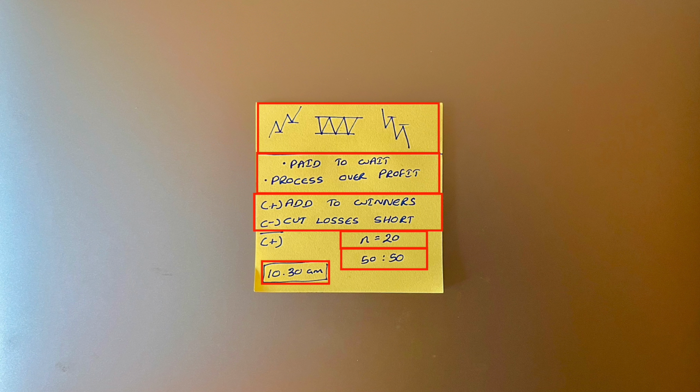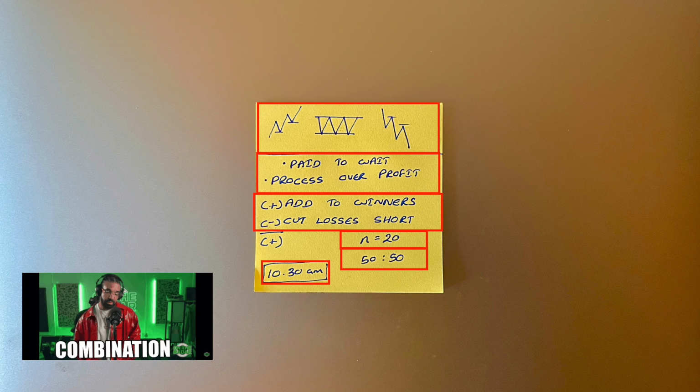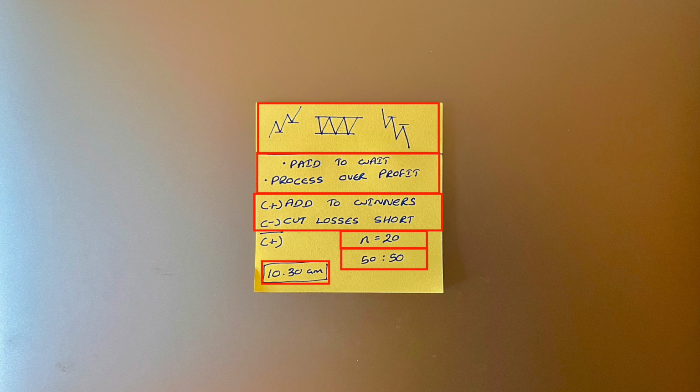This is a post-it note that I keep on my table at all times, which is a combination of rules and principles that's used to create my overall trading approach. And I will explain each of these points clearly to give you an overall understanding of how I trade. So let's get right into it.